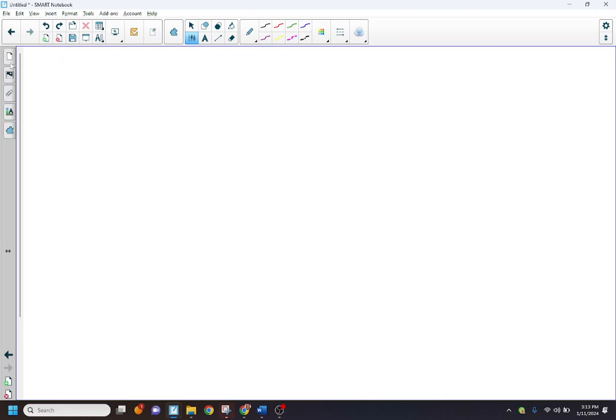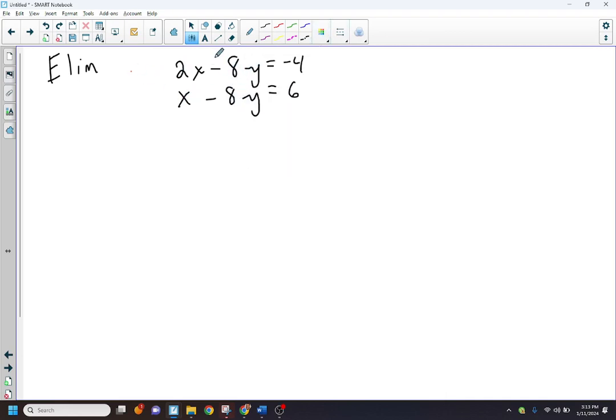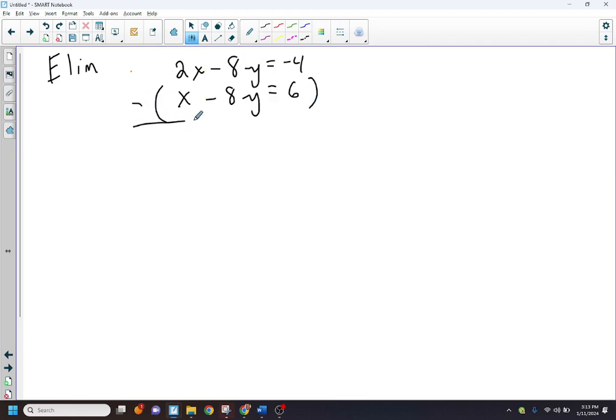Now, the third page is elimination. You're right, it is allowed review days. So let's do number 28. 2x minus 8y equals negative 4, and x minus 8y equals 6. Remember, they have to actually match. In this case, the y's match, so we're all good. That allows me to subtract downwards.